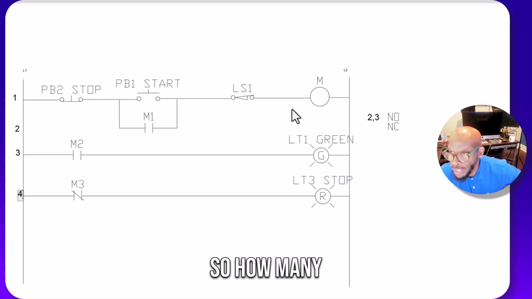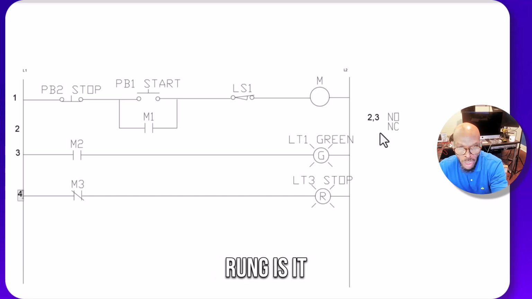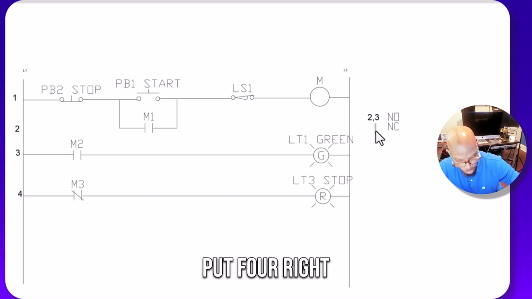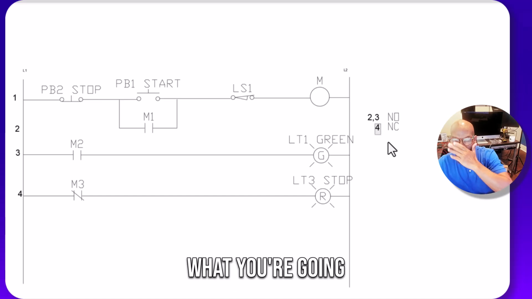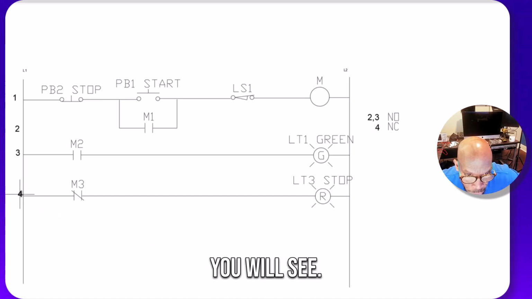So how many normally closed contacts do you have? You have 1. And what rung is it in? 4. So you're going to put 4 right there. Now this is what you're going to see. This is what you will see.